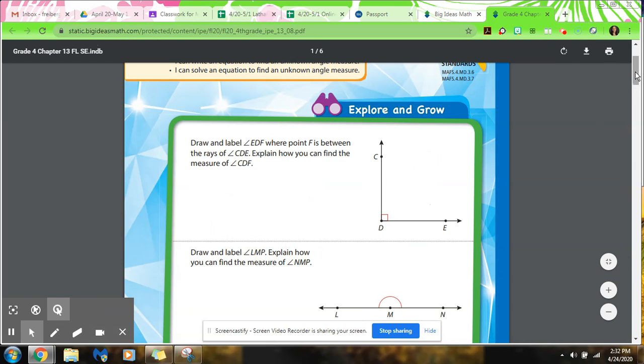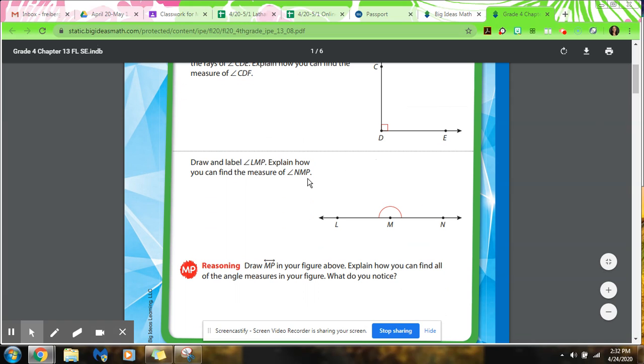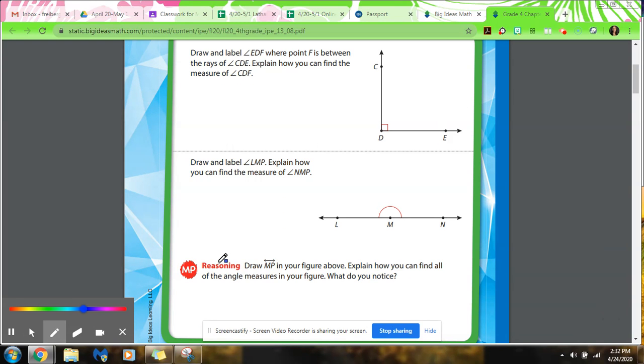We're going to move on to our next practice problem that we're going to do together. Draw and label angle LMP. So LM, oh, we have to put a P somewhere. So I'm just going to draw one this way, and I'm going to label it angle P with a point. Explain how you can find the measure of NMP.